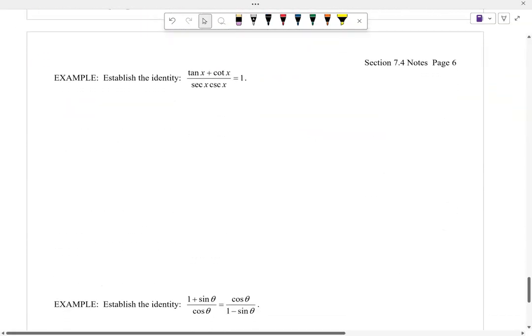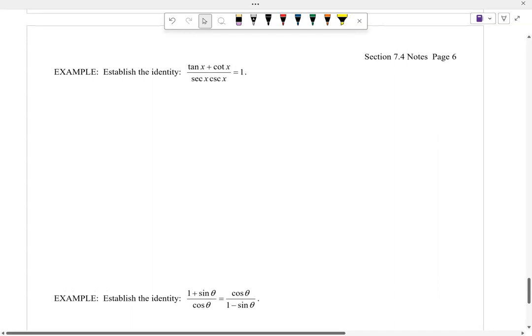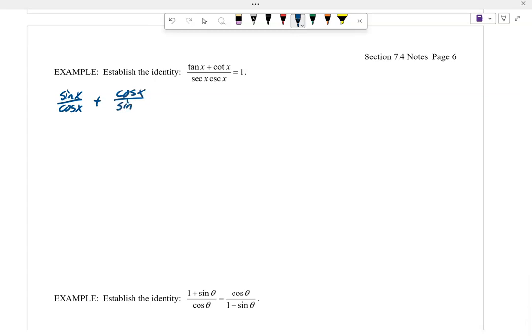All right, so this one we got tangent plus cotangent. Notice we already have a common denominator. And so what I'm going to do is just go ahead and put this in terms of sines and cosines. So I know tangent is sine over cosine. I know the cotangent is cosine over sine. And these are all over secant, which is 1 over cosine, times cosecant, which is 1 over sine.